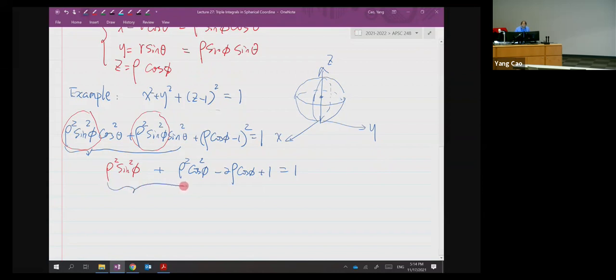And then clearly you can see the first two terms have a common factor rho square. So you take out the common factor rho square, and you're left with sine phi square plus cosine phi square again, which is 1. So you basically get a rho square and minus 2 rho cosine phi. And this one and that one cancel each other. So this whole thing equals 0.